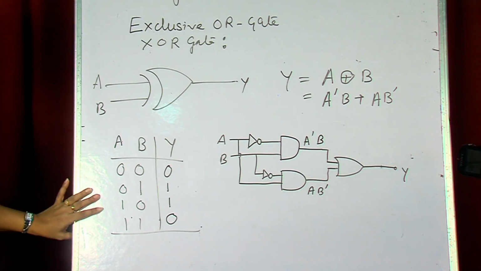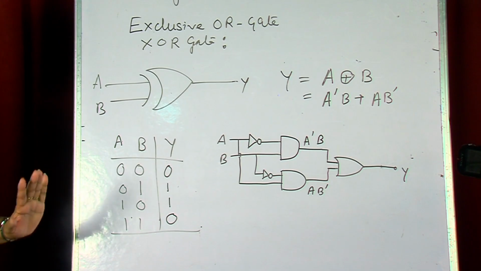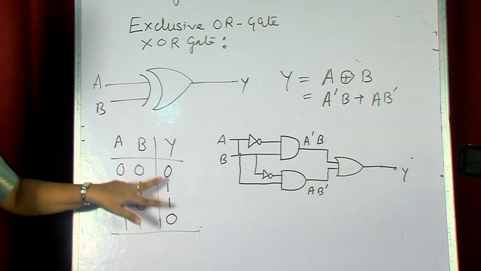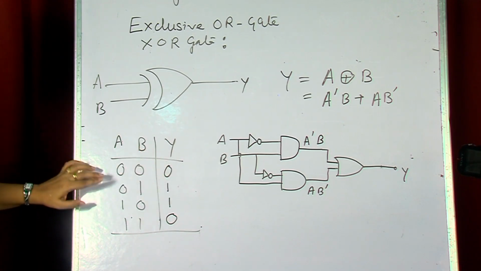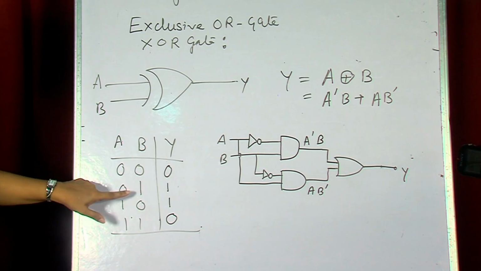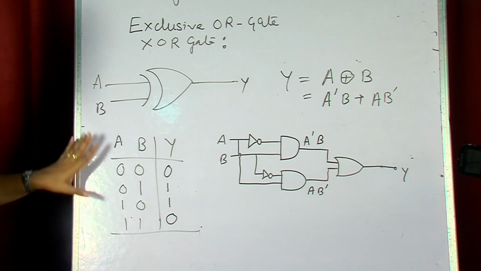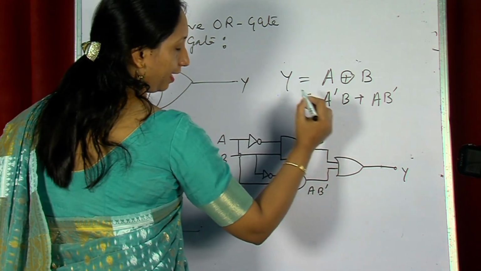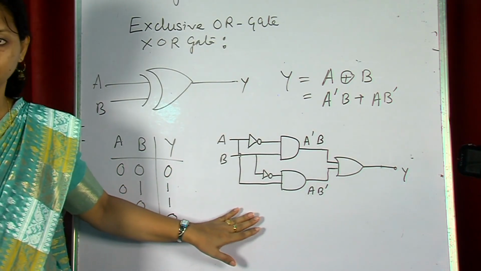So from this truth table it is clear that when both the inputs are same, either 0 or 1, then the output will be 0, that is, output is low. And if any of the input is high, then output is high. So this is the truth table, and this XOR gate output is also represented with the logic circuits.